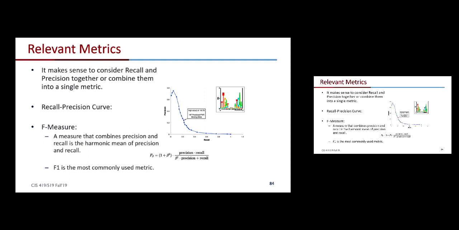F1 is the one that is most commonly used, so plug in beta equal 1, and you'll get what you'll see a lot in the literature of F1. It's not the only thing that is being used. It's really a function of whether you care about emphasizing recall over precision or vice versa.